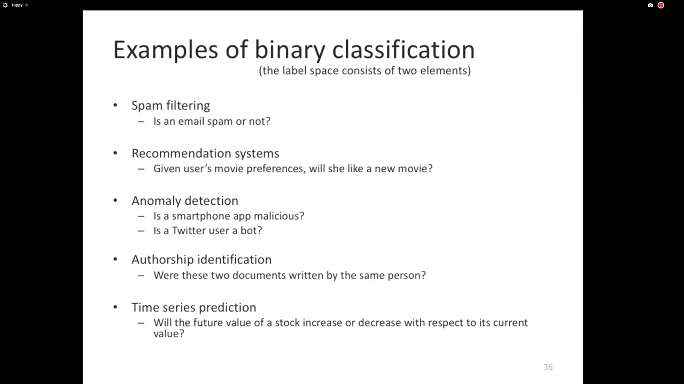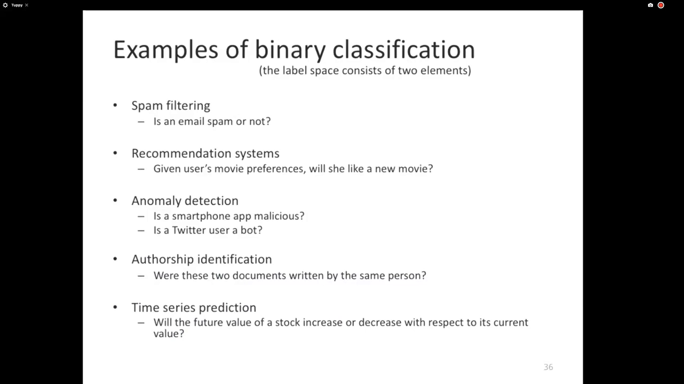Well, certain problems that don't naturally feel like binary classification can be forced to look like binary classification as well. The stock price example that I mentioned before fits that template. Will the price of the stock go up or not? So in all cases, the label space consists of one of two decisions: plus, minus, up, down, spam, not spam, win, loss, malicious, not malicious, or so on.